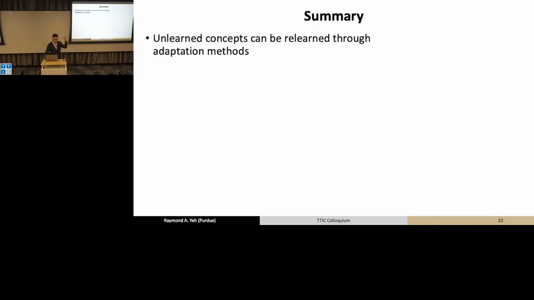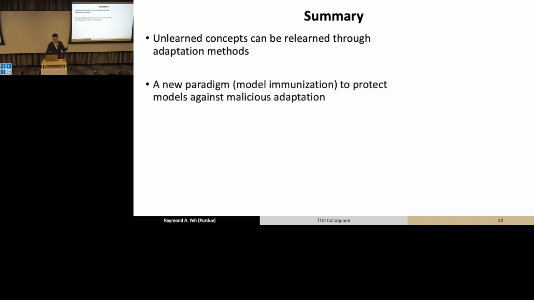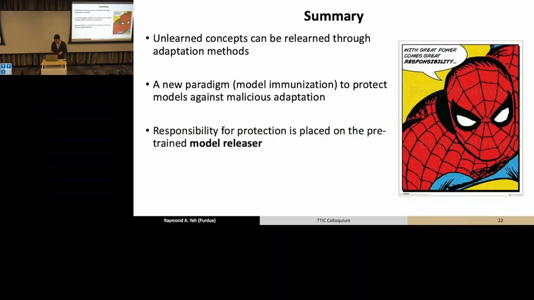Here I'll have a short summary of the first part of the talk. The key message is that unlearned concepts can actually be relearned through adaptation methods. Even if we do really nice filtering or unlearning of undesirable concepts in the pre-trained model, it's not enough to prevent bad actors if we want to open source them. We present a new paradigm to protect the models against these malicious adaptations. The real new thing we're offering is a way to think that it's not necessarily just the data's problem, but also the model releaser's responsibility to do something about what could be fine-tuned afterwards.